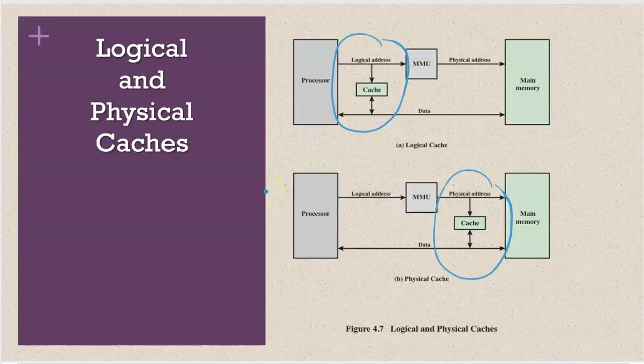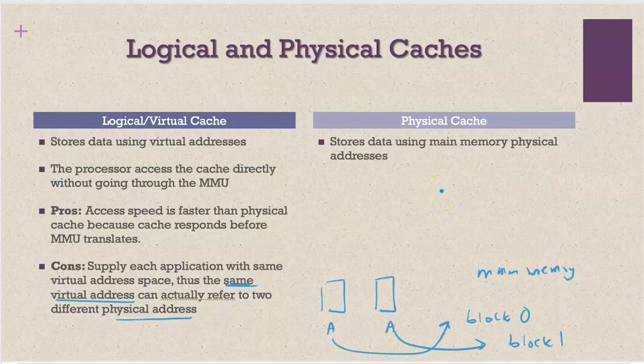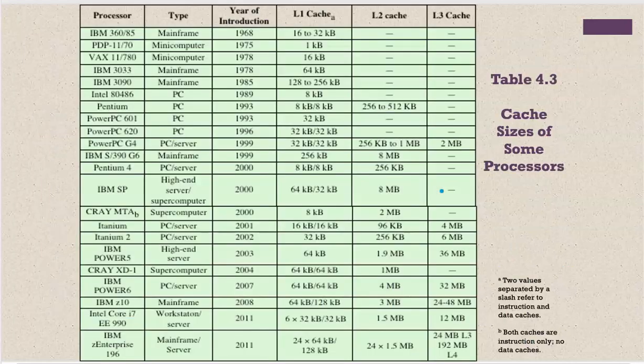And again, because the cache is situated next to the processor, it can directly access the cache without going through the MMU. For the physical cache, the processor has to go through the MMU before it can access the cache. So the access time is slower.